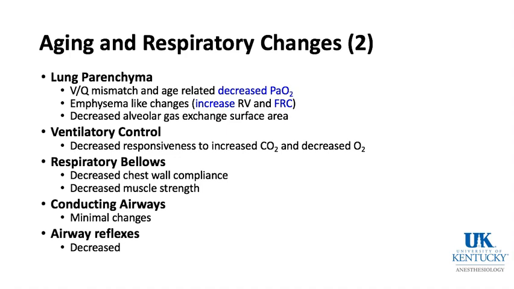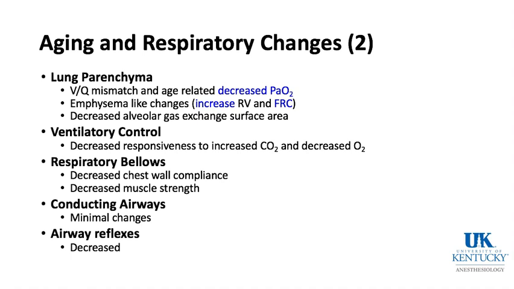Aging and respiratory changes, part 2: what happens in the lung parenchyma itself. There is VQ mismatching, and that is age-related, so PaO2 drops as you age. We said that the lungs act like they're emphysematous, and they have higher trapped air in them, residual volume, and a higher functional residual capacity. They have a lower alveolar gas exchange surface area. So that's the lung. Well, what about control of ventilation?